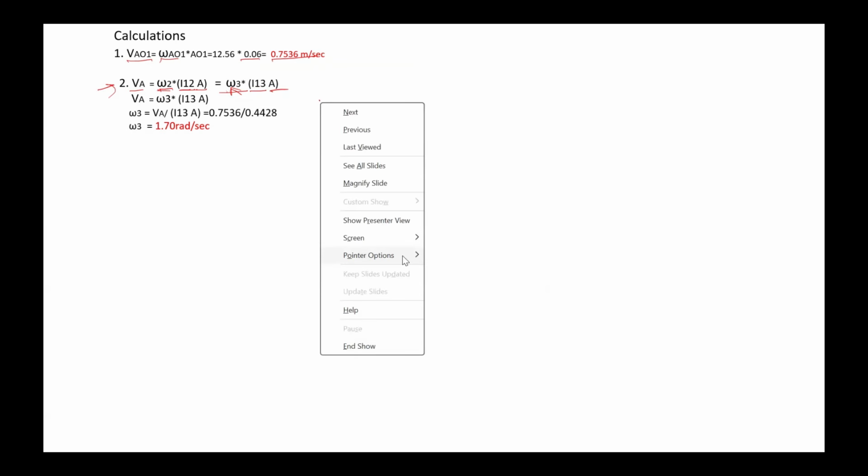Now, I have written this formula by considering the A point is the combined point of 2 and 3. Already you know omega 2. We have to find out omega 3. So velocity of A is known, omega 3 you have to find out. I13 you have located. The I13 to A distance you know, you have to put here in meter. Omega 3 will be 1.7 radian per second.